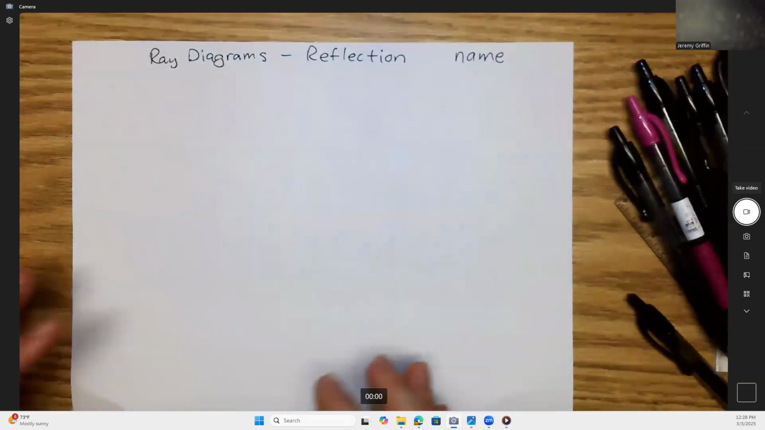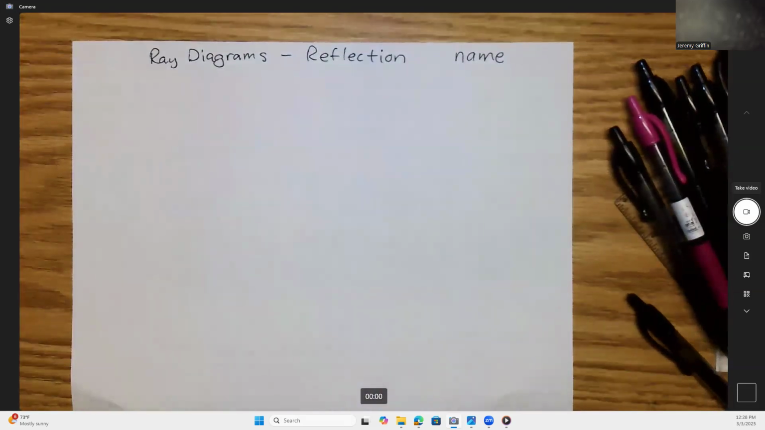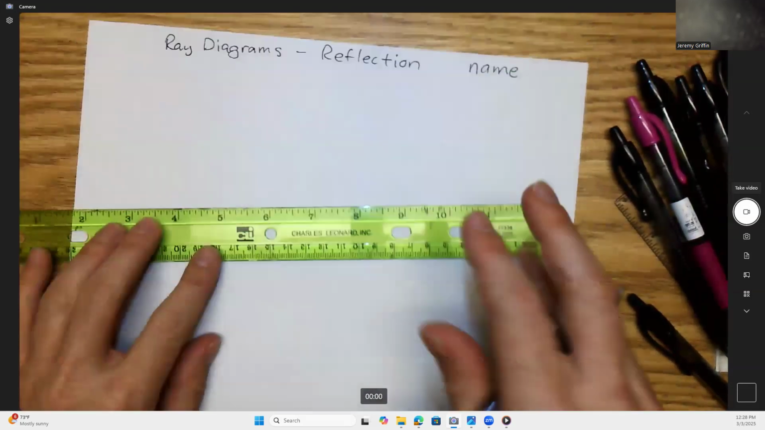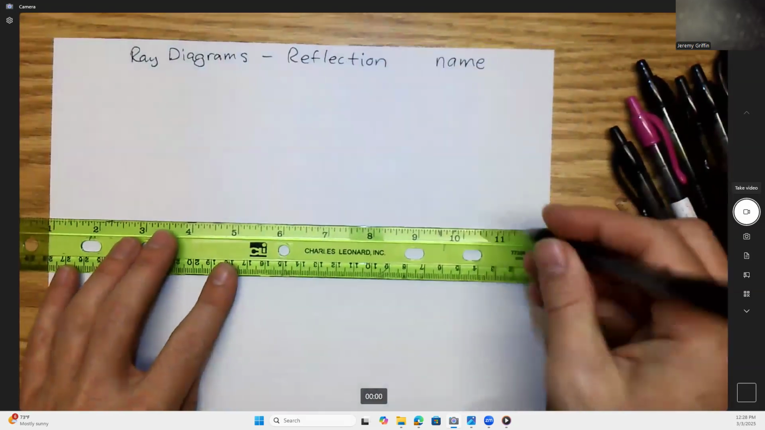Later this week, we'll do refraction with lenses. Like if anybody's wearing glasses, those would be lenses, right? For refraction, we're not doing that today. We'll do that later this week. So today we're just focused on mirrors. Okay. And we're going to do 3 examples on the front of the page and 3 on the back.